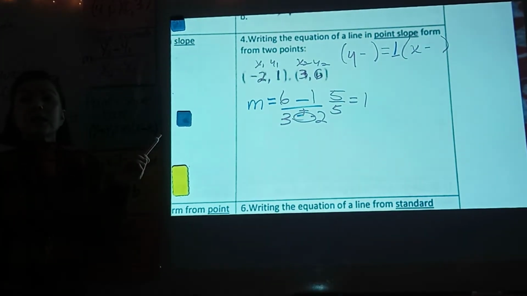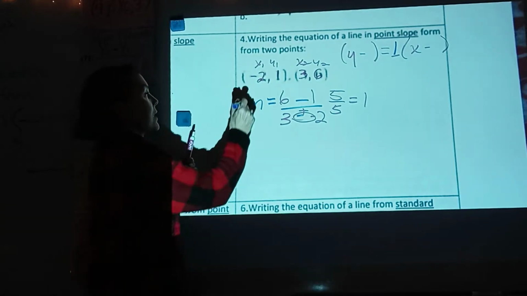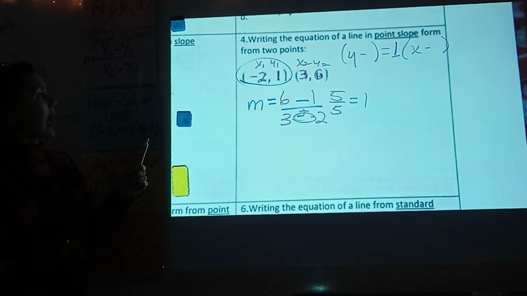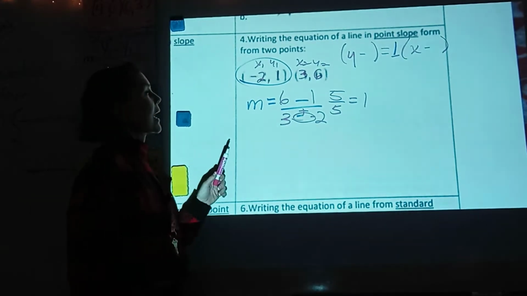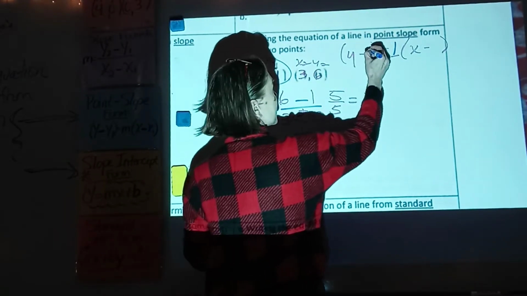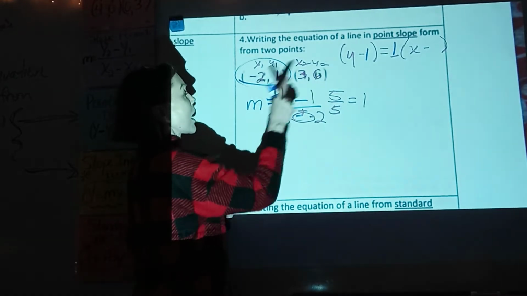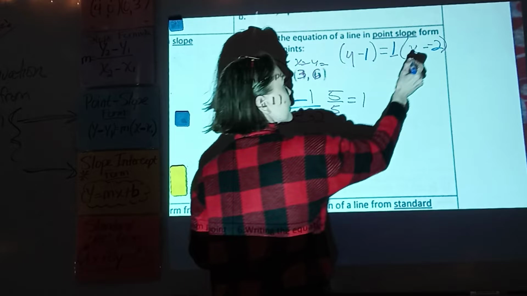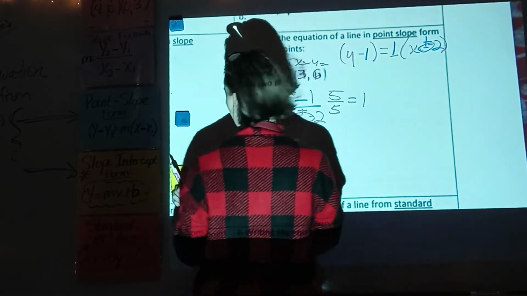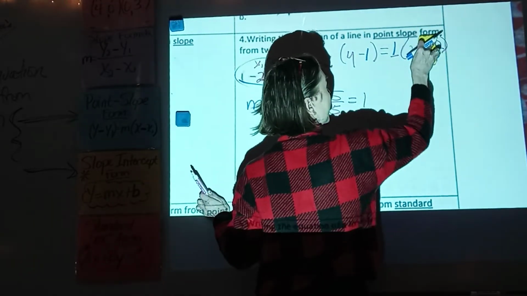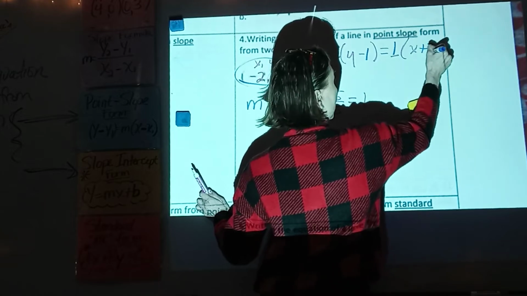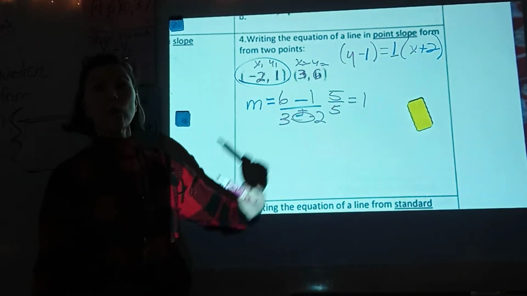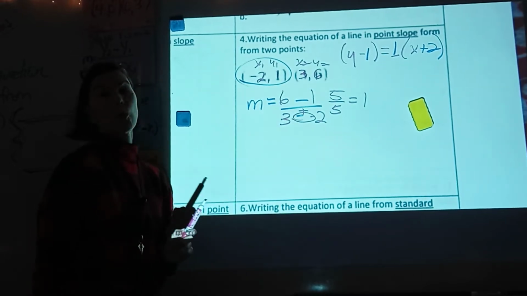Now, this is super easy. All you have to do is pick one of these points. So I'm going to pick the first one because it's the smaller numbers. Okay, so we're going to put our x value here. Our y value goes here, which is a +1. And our x value goes here, which is a -2, and that's a double negative. So we circle and put the plus. So our final answer is going to be y minus 1 equals 1 times x plus 2. That's the equation of our line in point-slope form, okay, given these 2 points.